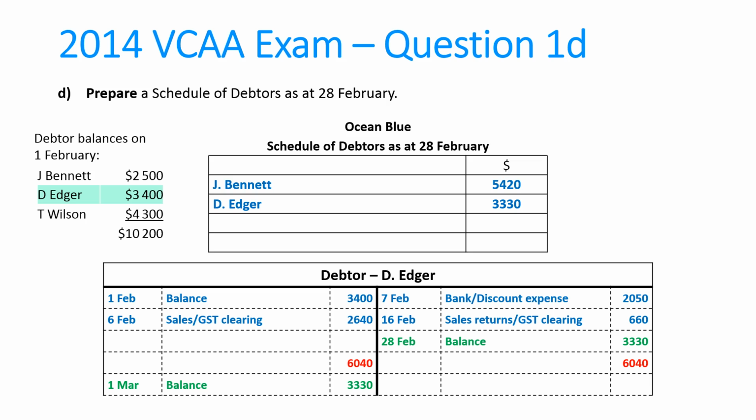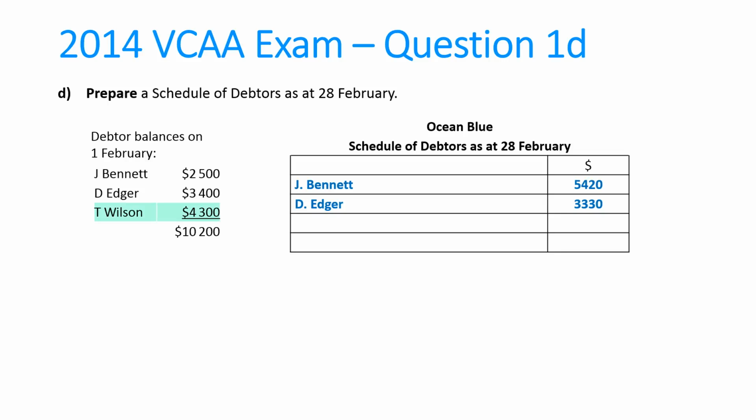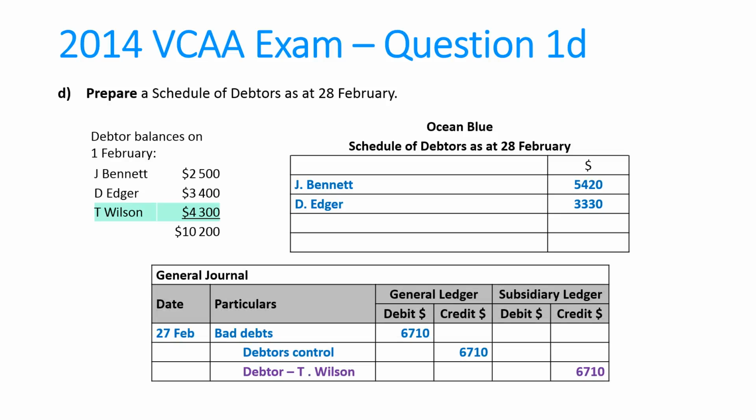So in this case I've got D. Edger at 3,330. We then have, from the beginning of the month, T. Wilson, who owed us 4,300. We can take another shortcut here and remember that in question 1A we recorded a bad debt for T. Wilson because they weren't going to be able to pay us back. So we wrote their whole balance off for 6,710, and that now means that T. Wilson has a zero balance.